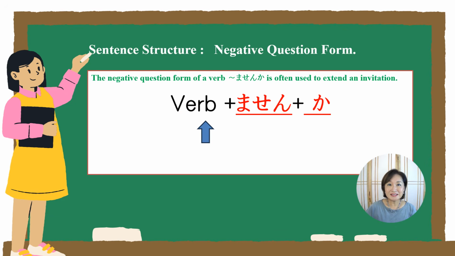The form is called masenka form. It is a negative interrogative form, which is a negative question form, and you can use any verb here to invite your friends to do this activity together.